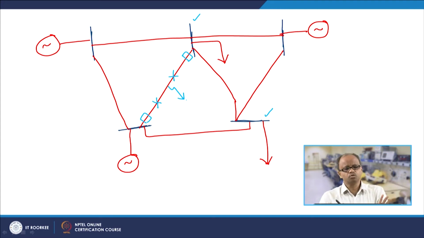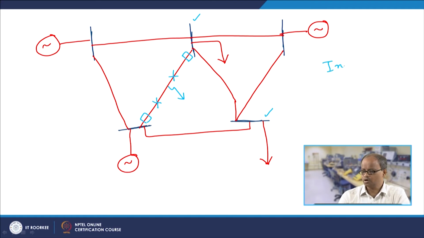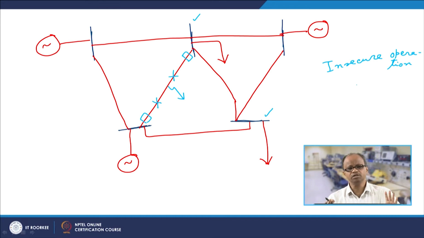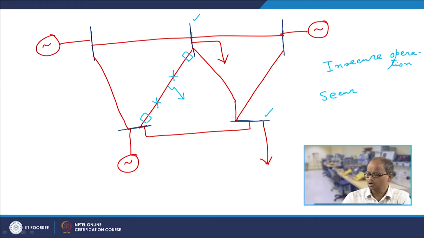If any of these quantities go out of their limit, we say that the system enters into insecure operation. We call it insecure operation. Insecure operation means where there is a violation of some electrical quantities, either voltage or current magnitude or real power flow or reactive power flow. On the other hand, if even in the face of the outage of this transmission line none of these voltages or current flow or power flow go out of their limits, we say that this system is still operating in the secure zone.